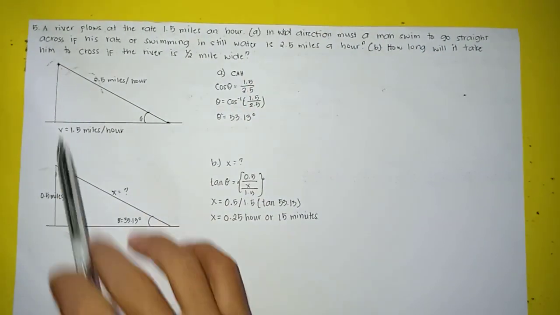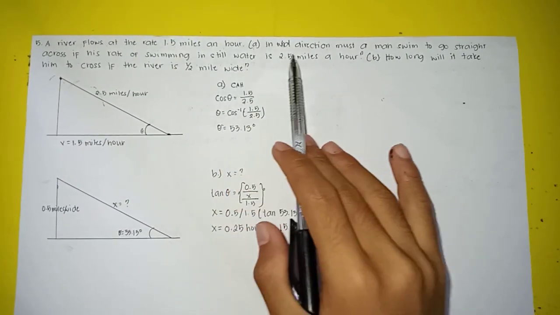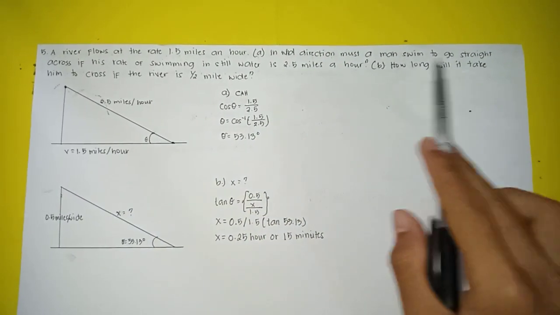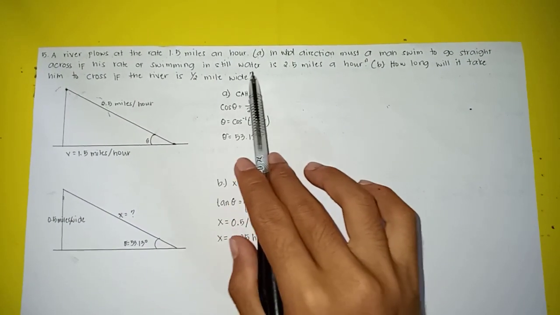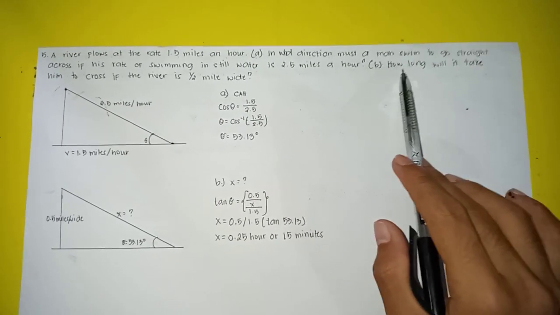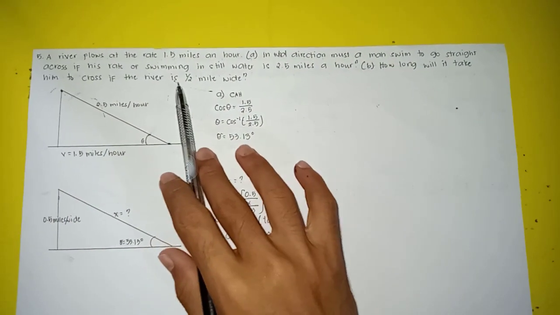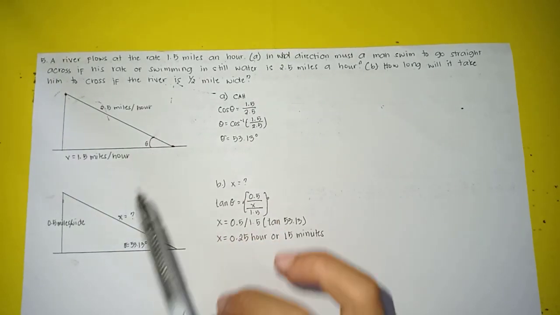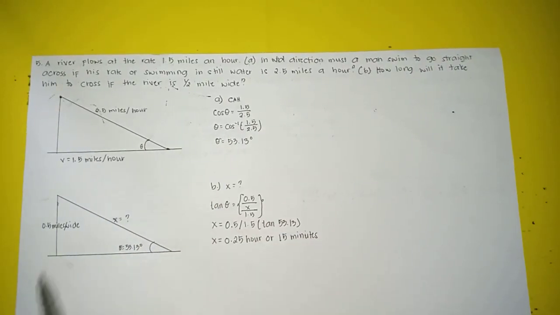Now our problem number 5. A river flows at the rate of 1.5 miles an hour. The first question is, in what direction must a man swim to go straight across if his rate of swimming in still water is 2.5 miles an hour? B. Question number 2. How long will it take him to cross the river if the river is half a mile wide?